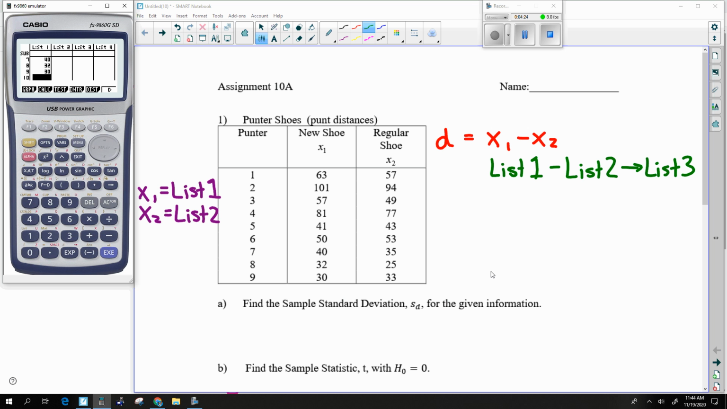All right, so I'm going to scroll through that just to make sure I didn't hit a silly button slip. I do all the time. Okay, looks like I'm good with that. I go over to list 2 and I enter the regular shoe.